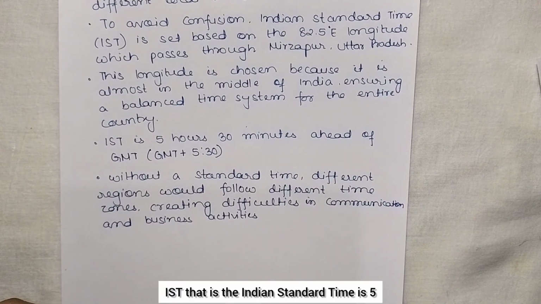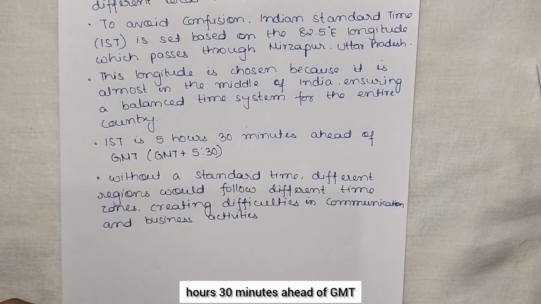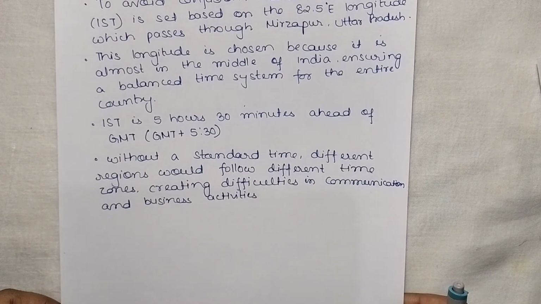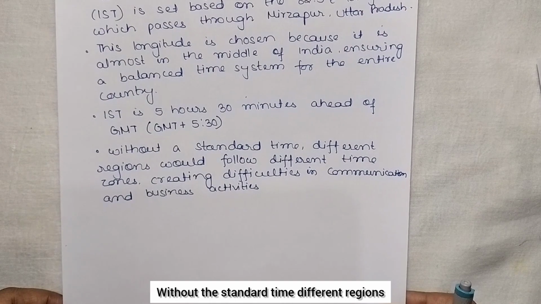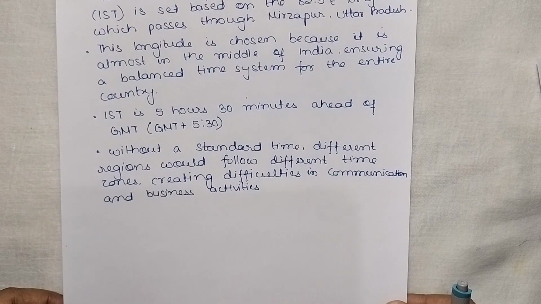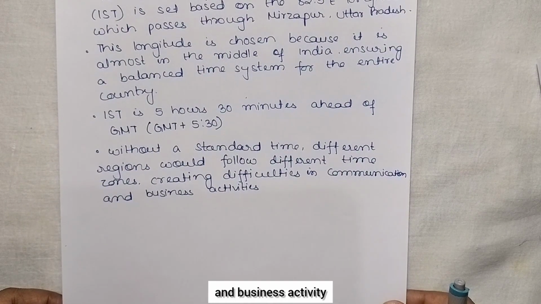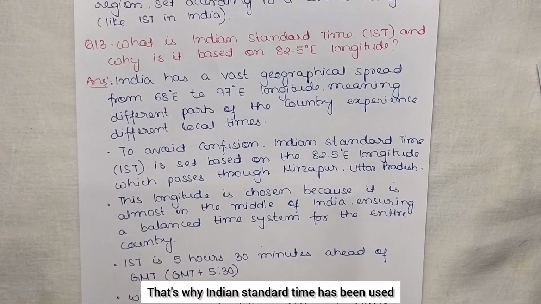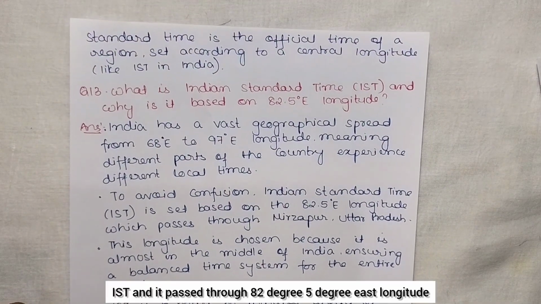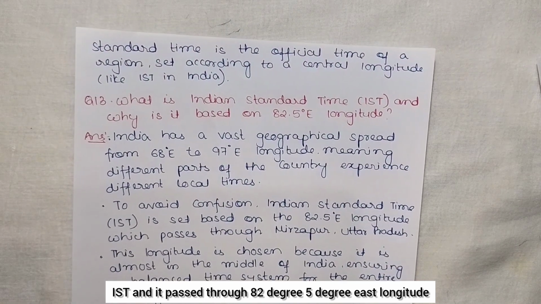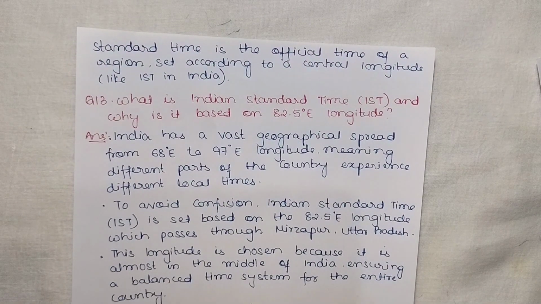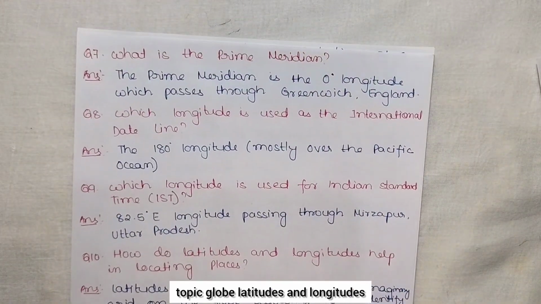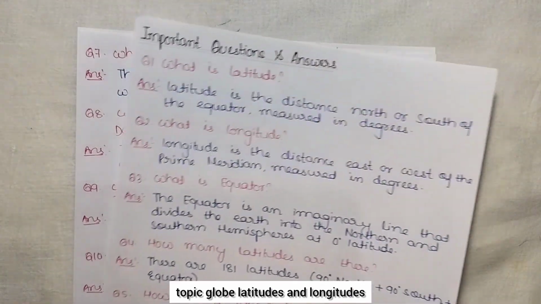IST, that is Indian Standard Time, is 5 hours 30 minutes ahead of GMT, that is Greenwich Mean Time. Without the standard time, different regions would follow different time zones, creating difficulties in communication and business activity. That's why Indian Standard Time has been used, and it passes through 82.5° east longitude. So these are the important expected questions from the examination point of view from the topic globe, latitudes and longitudes.